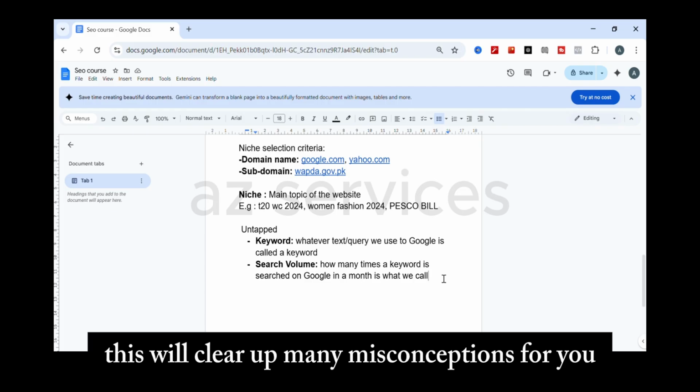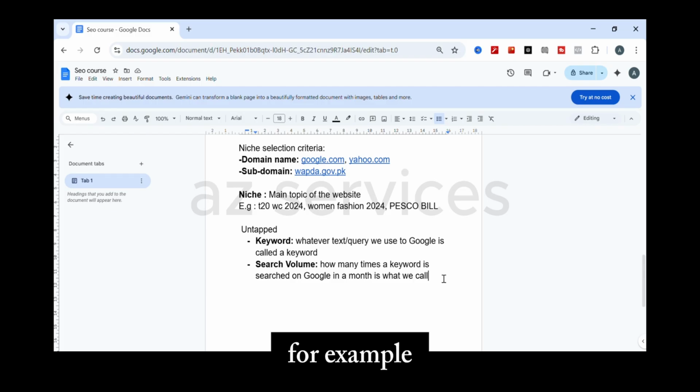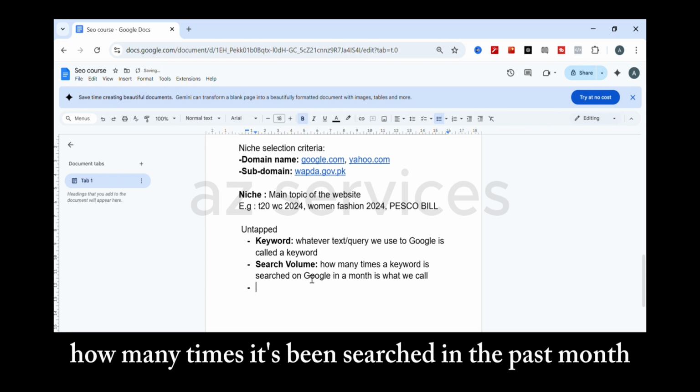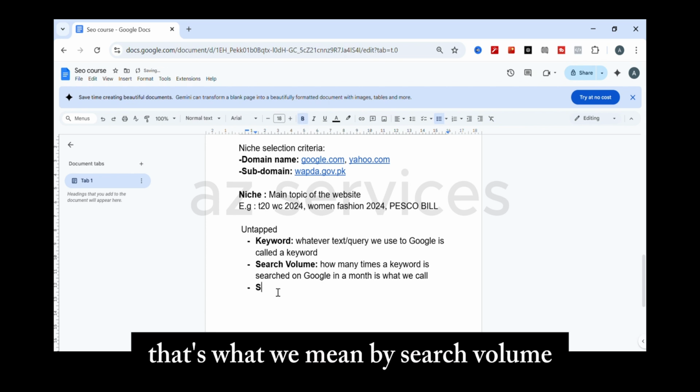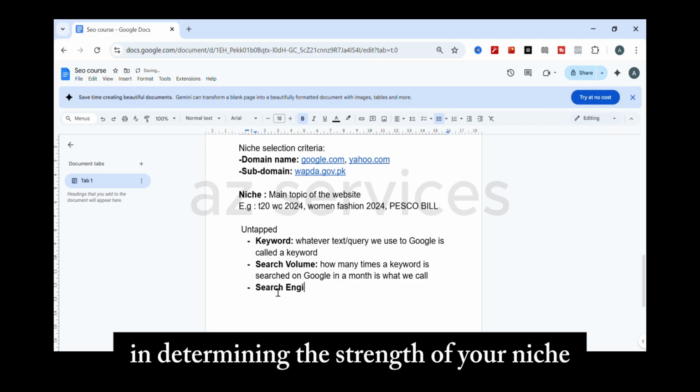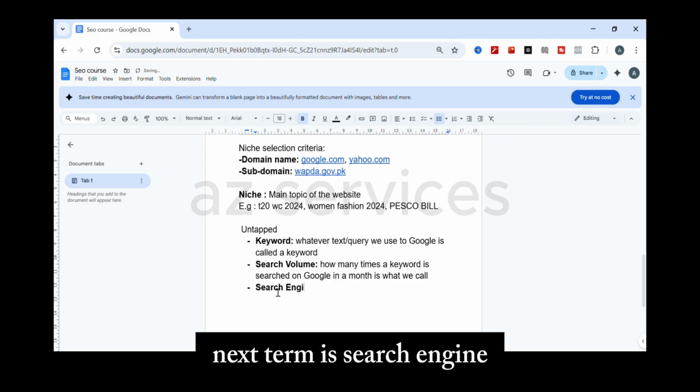This will clear up many misconceptions for you. For example, if I search for AZ Services YouTube channel on Google, I can check how many times it's been searched in the past month. That's what we mean by search volume. It plays a very important role in determining the strength of your niche.